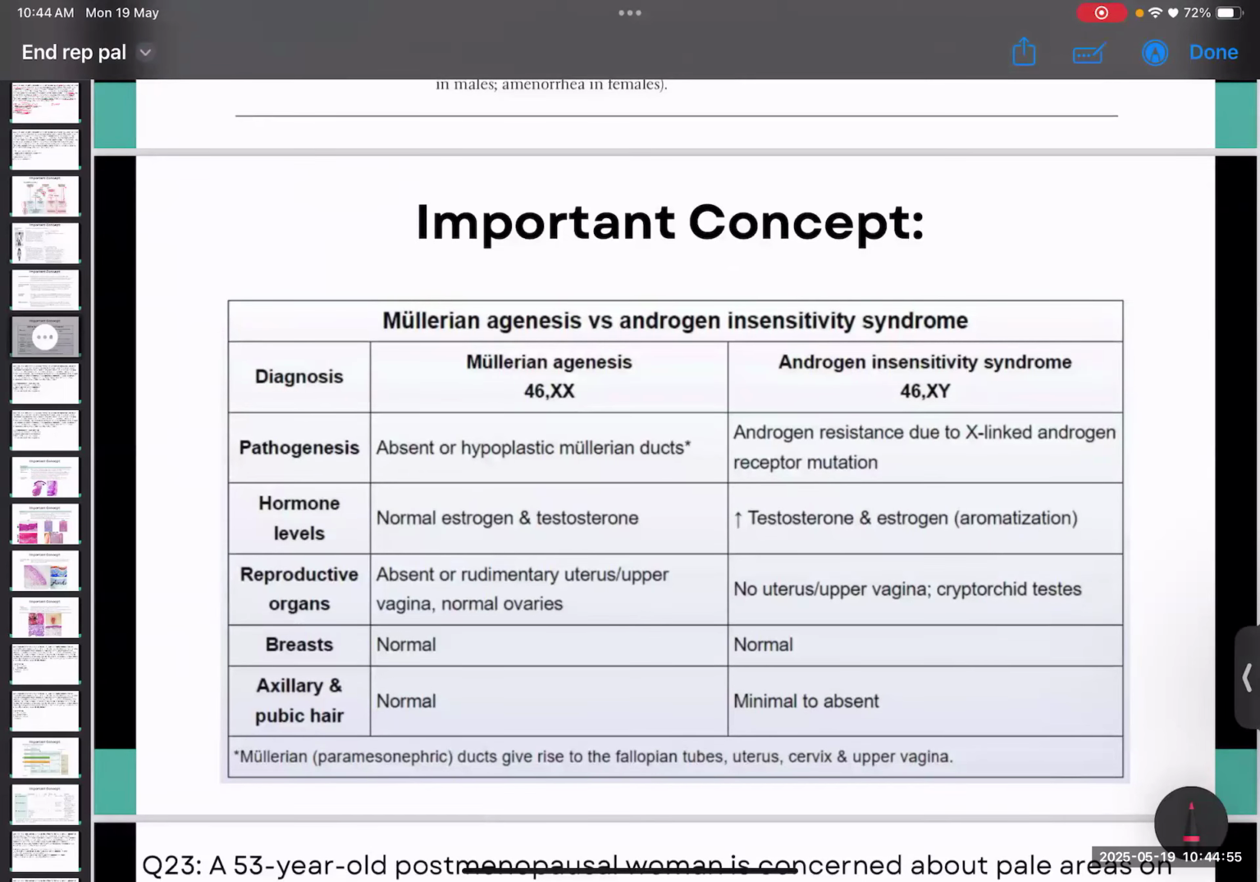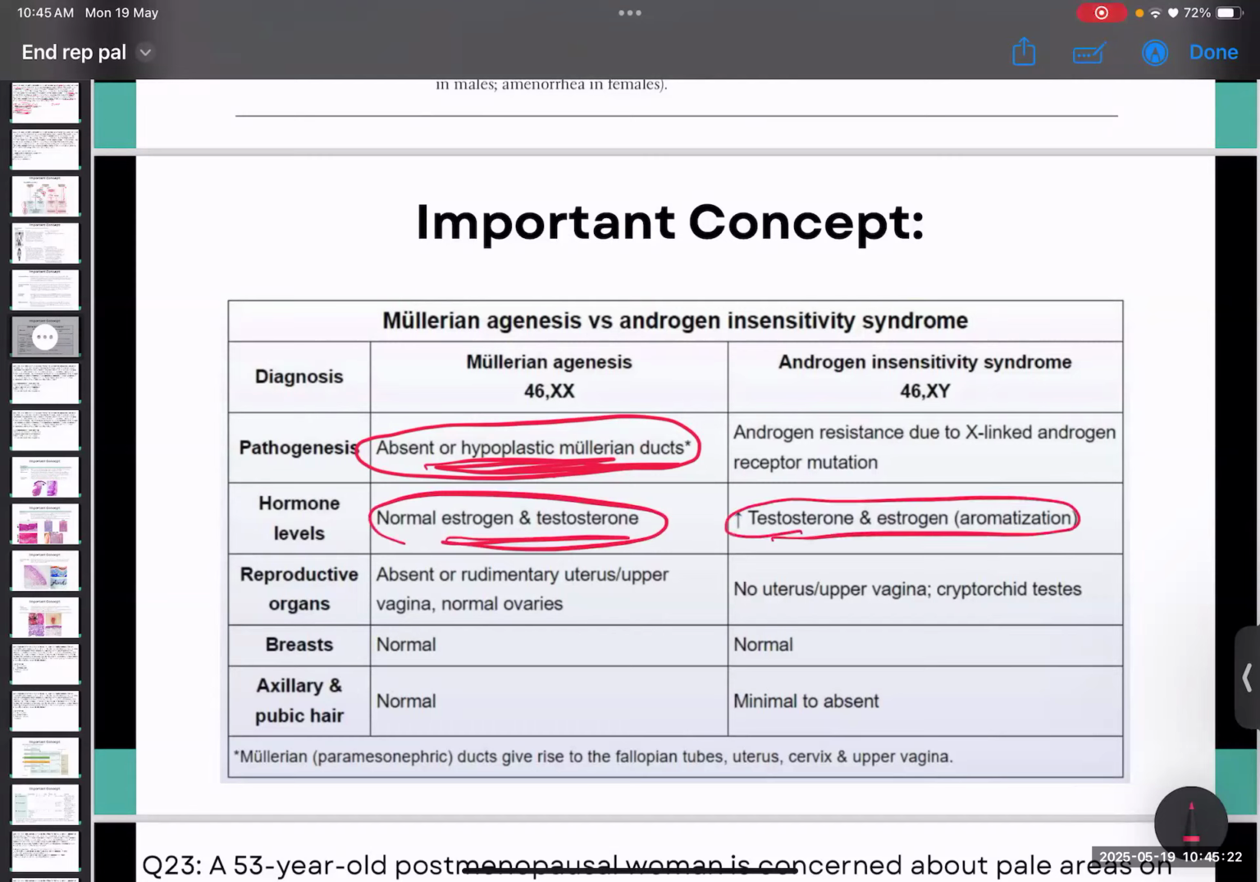And basically sometimes people get confused if it's Mullerian agenesis or androgen insensitivity. But in Mullerian agenesis, they're very much going to tell you that it is going to be a hypoplastic uterus or a rudimentary uterus, and you're not able to pass the probe further into the vaginal canal. So that's a very clear indicator of Mullerian agenesis, and you have normal levels of hormones here. However, in androgen insensitivity syndrome, the body is trying to combat that insensitivity to androgens by producing more and more testosterone and estrogen. The estrogen is produced in response to more testosterone because of aromatization, actually.